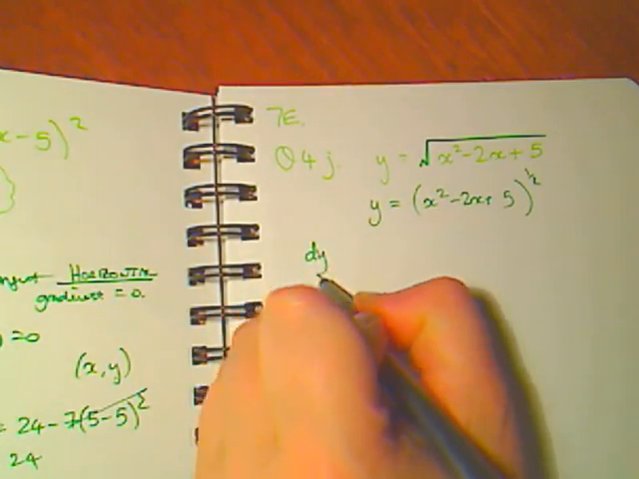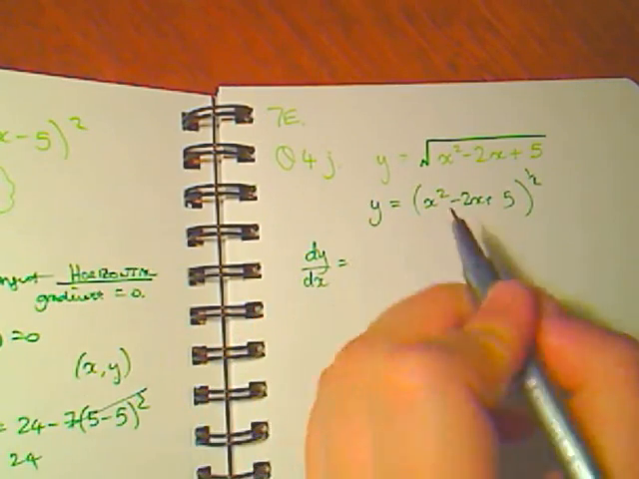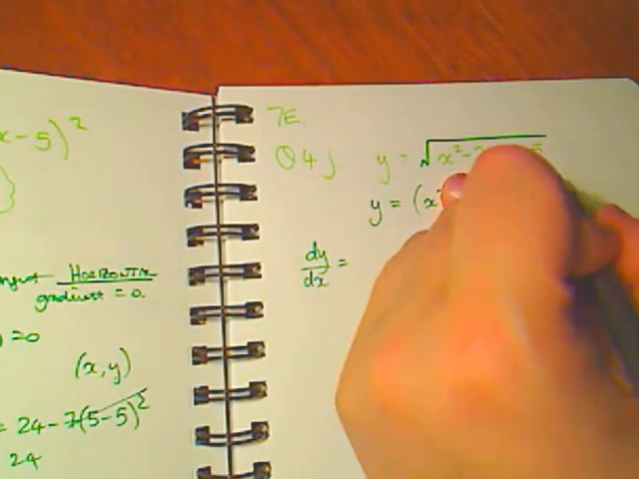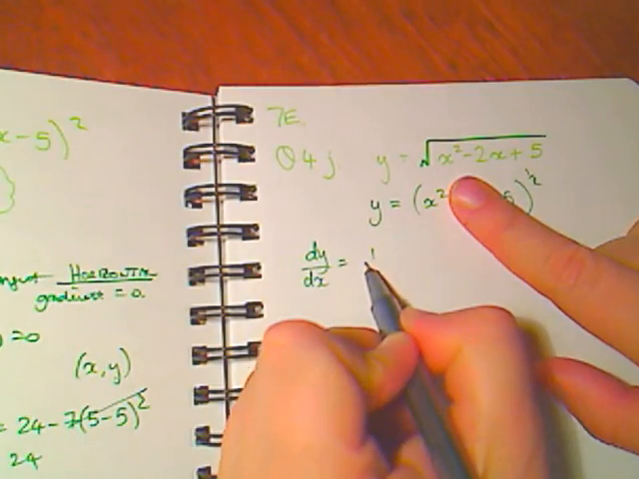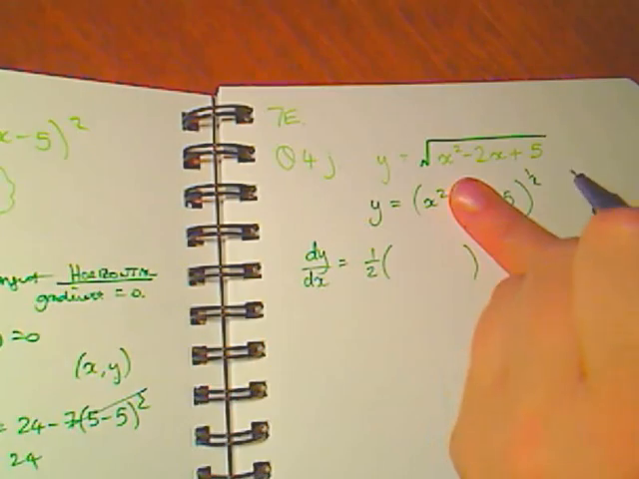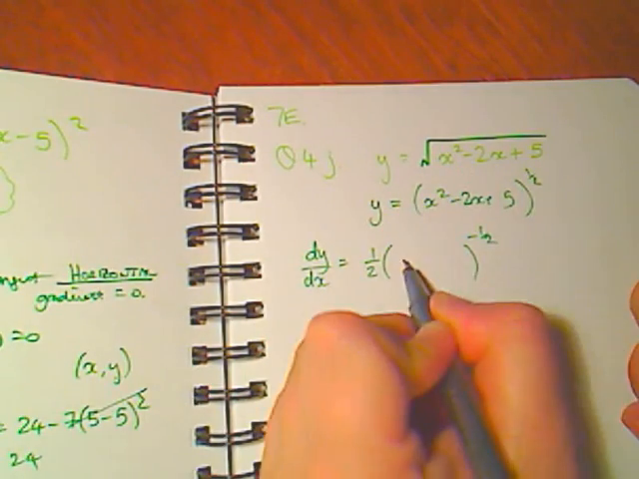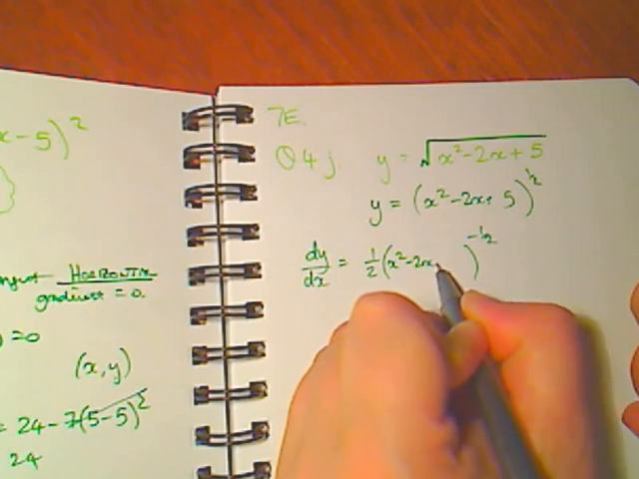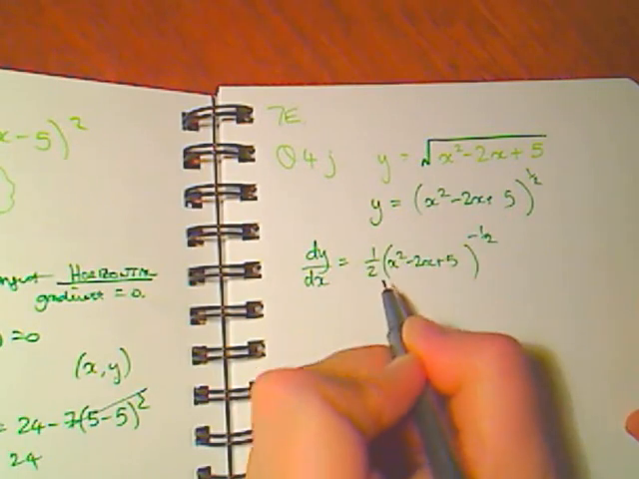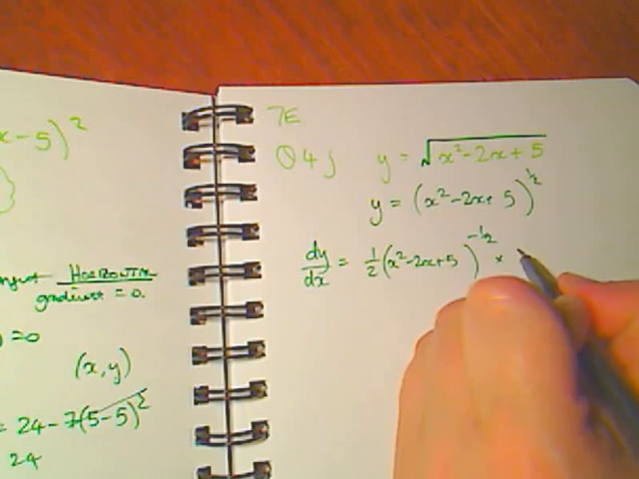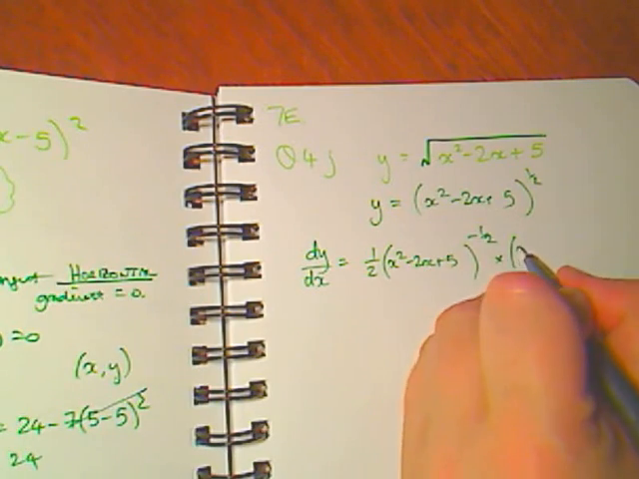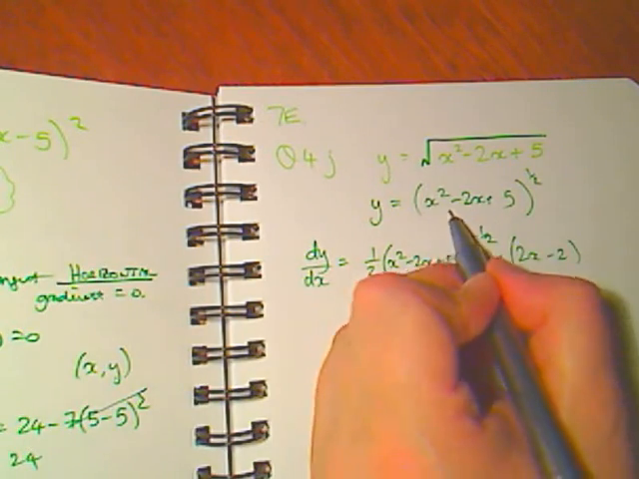Now find the derivative. The derivative of y with respect to x is, pretend this is one thing, derivative of the outside is a half times what I've got. 1 off the power will be minus a half. That's the derivative of the outside, times the derivative of the inside, which is 2x minus 2, derivative of this bit here.